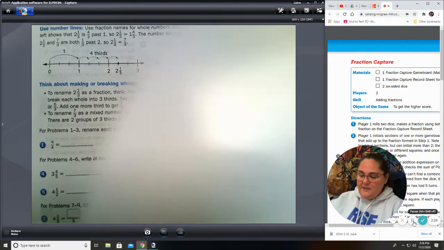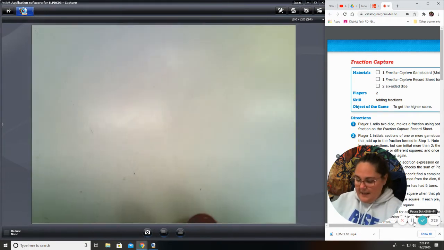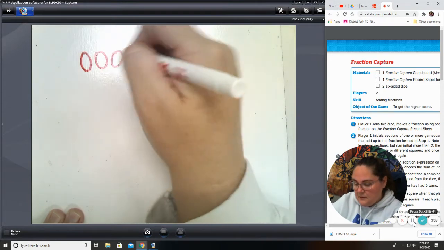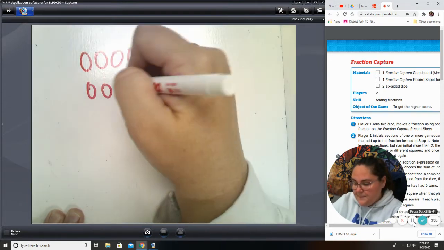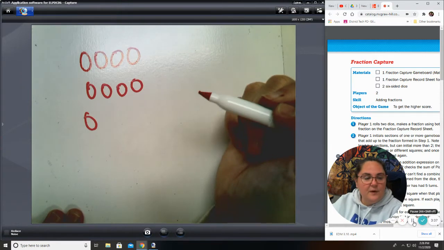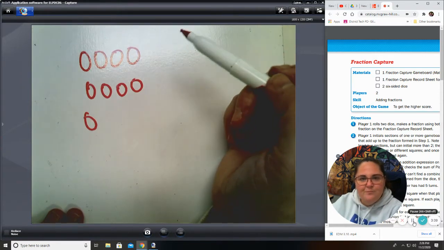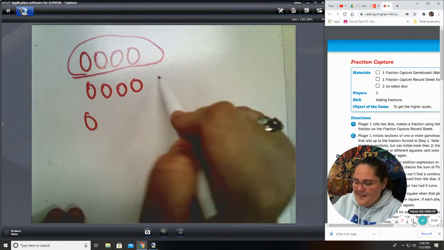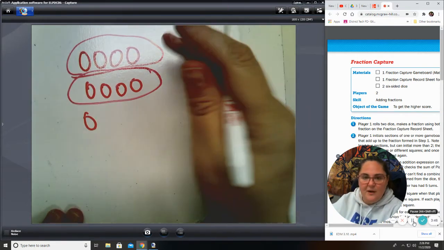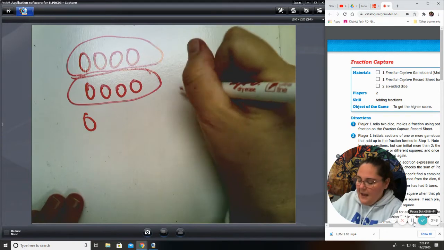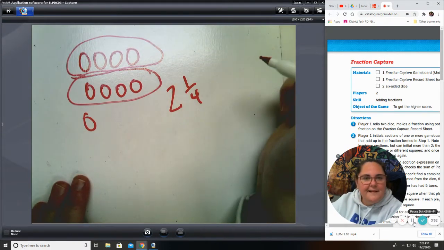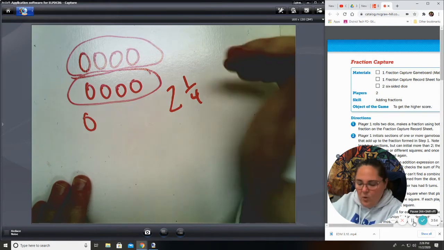We did a little bit of practice with this the other day. I took something like 9/4. These are fourths, 9/4. How many fourths make a whole? That's 1 whole. 2 wholes, so I would smush those back together, and I would make 2 1/4. That's what it means by making a whole.